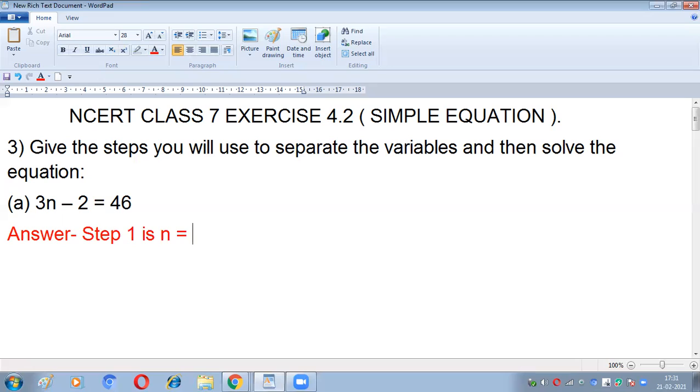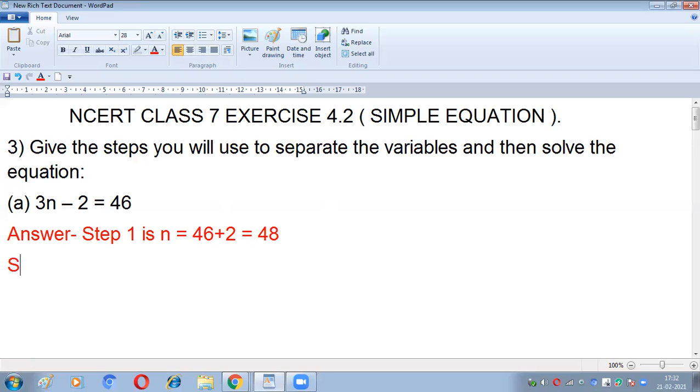Okay, how to find the value of n? First, this minus 2 will move to the right hand side, which is plus 2. Then the sign will change, right? So n is equal to 46 plus 2. Minus 2 is moving to the right hand side, so we have to just simply change the sign of 2. So here will be 48. 46 plus 2 is equal to 48.